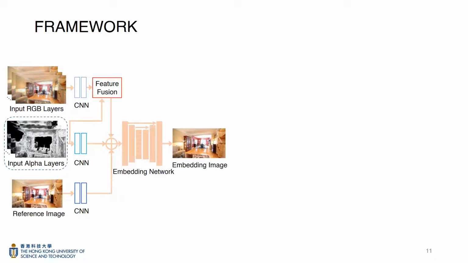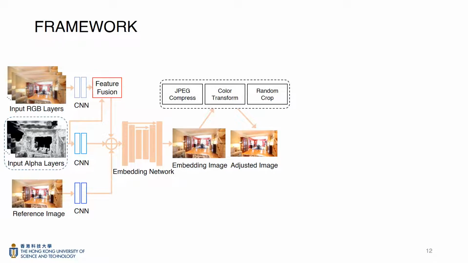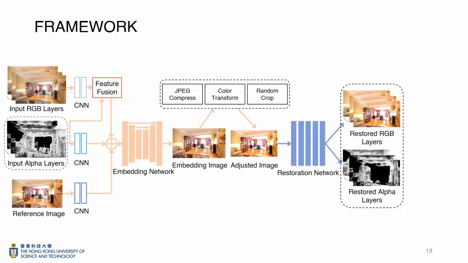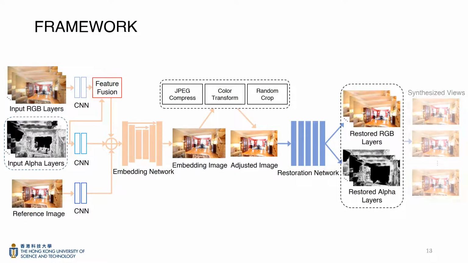When users distribute a photo on social media, they may apply some photo filters for a better appearance. So we perform JPEG compression, a series of random affine color transformations, and random cropping to the embedding image to make it robust to these manipulations. All the operations are implemented with differentiable functions. Then the embedding image is processed by a lightweight network to restore the MPI. The MPI can be used to render novel views. The restoration network and the renderer can be implemented as a plugin for apps and web browsers.